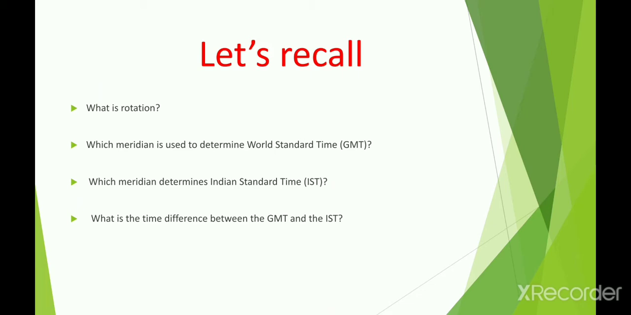Now see, what is rotation? Rotation means the earth rotates around itself. It is known as rotation.